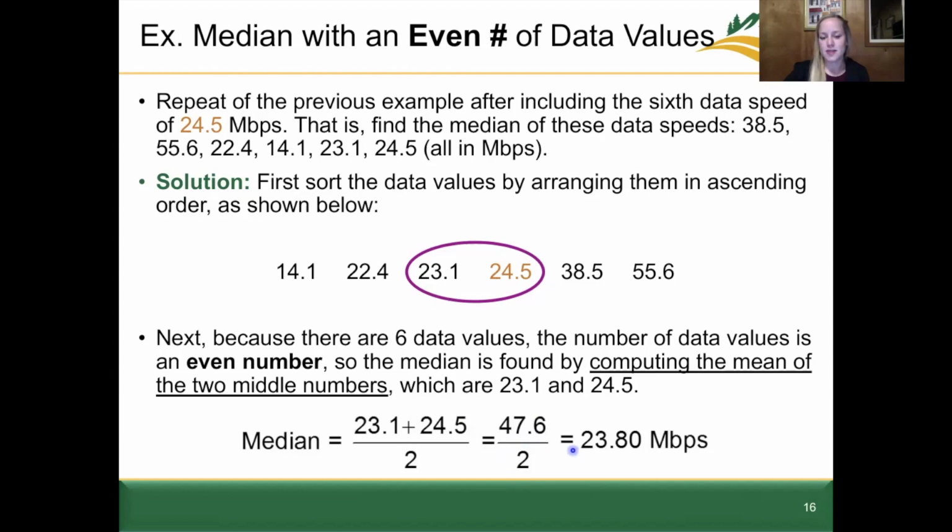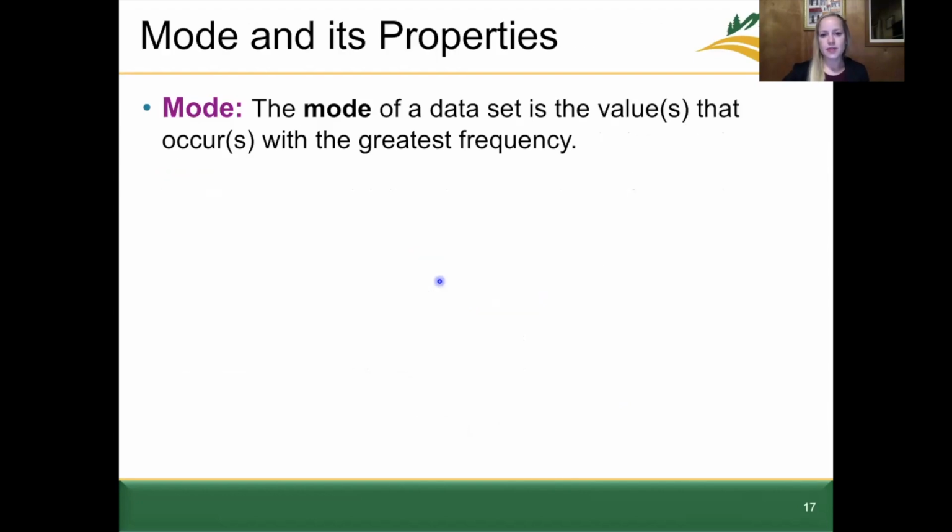So for an even number of data values, our median is in between 23.1 and 24.5. In fact, it's the mean of these two numbers. So our final answer here is 23.80 megabits per second. Okay, so make sure that's really clear how to find the median when there's an odd number of data values and how to find the median when there's an even number of data values. For an even number of data values, we actually have to take the mean of 2 values before we can get our final answer. Okay, next we're going to talk about the mode.